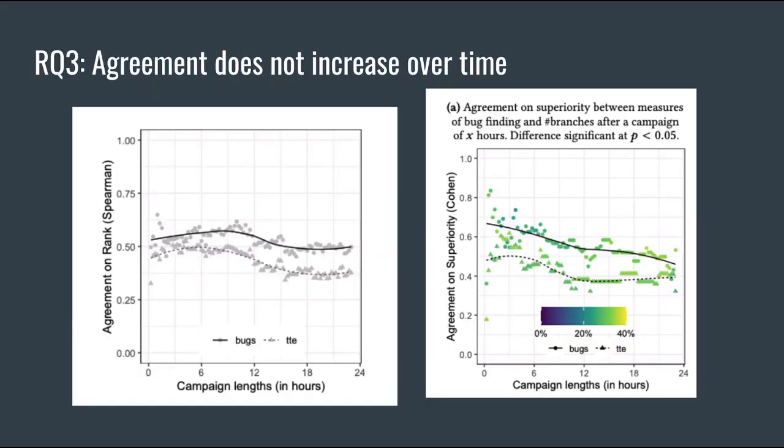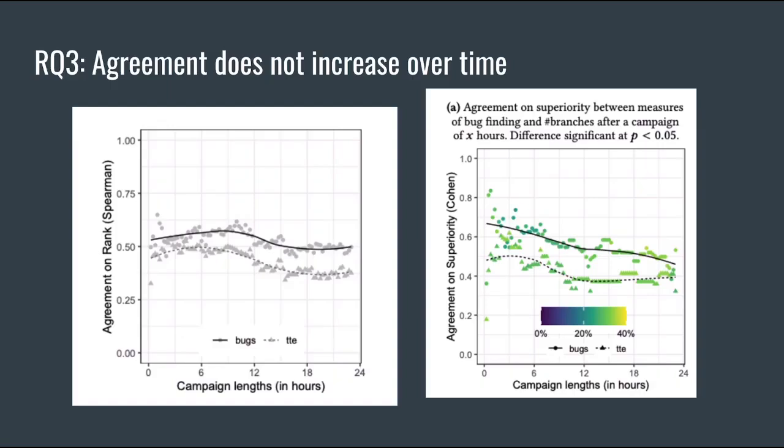So agreement does not increase over time. RQ3 asks, does agreement improve over time? In other words, maybe coverage-based rankings are unstable early on, but if you fuzz long enough, coverage rankings will converge to bug rankings. So they measure agreement throughout the campaign and not just at the end.